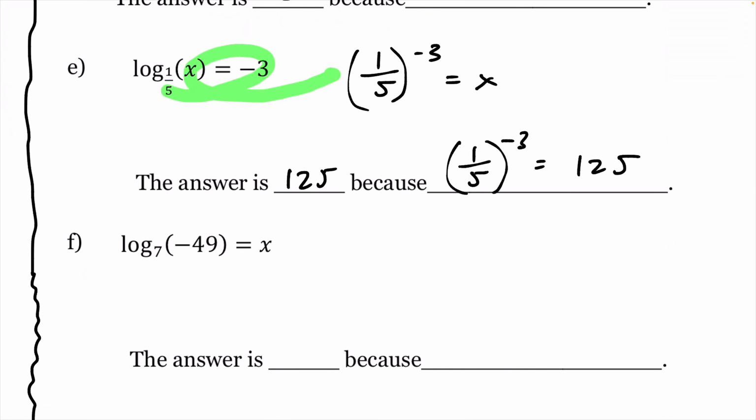Negative power means move up or down. Well, 5's on the ground, so it's got to move up. And then you just do third power, 125. Okay, last one.